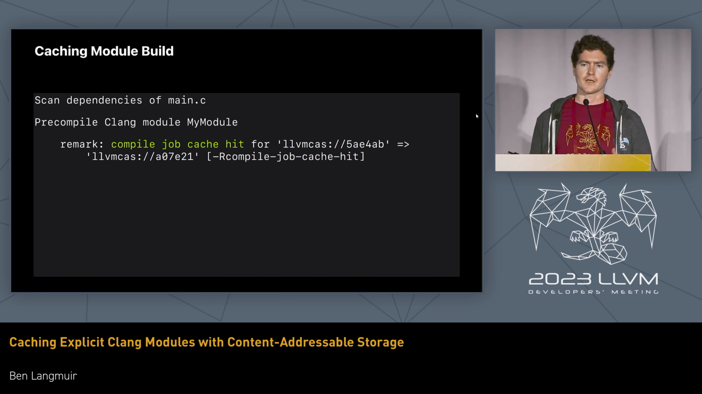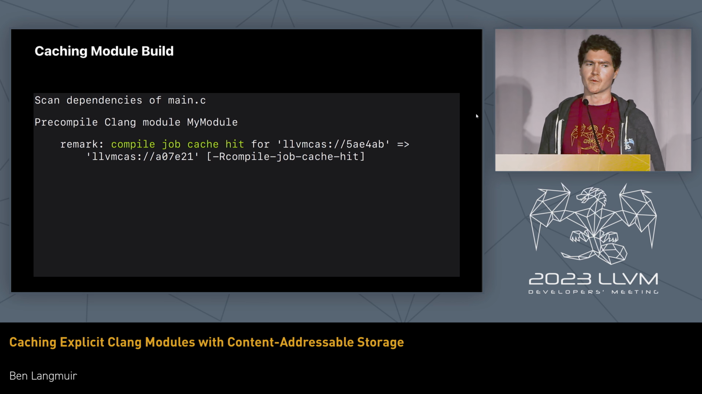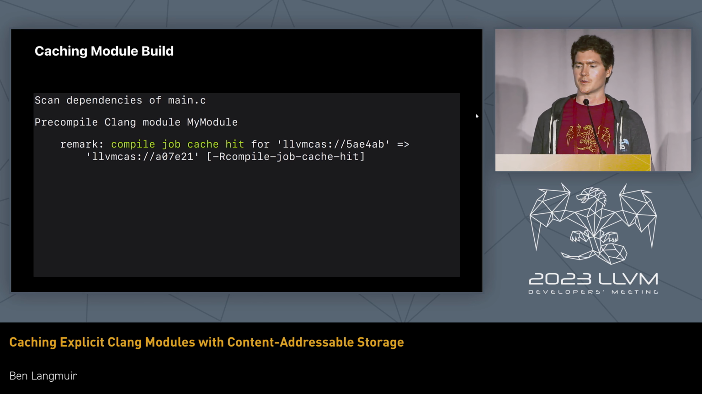Taking the invocation and include tree, we have the representation of our cache key. We can use our action cache to associate that with our outputs, and we now have enough information to cache our compilation of the module.